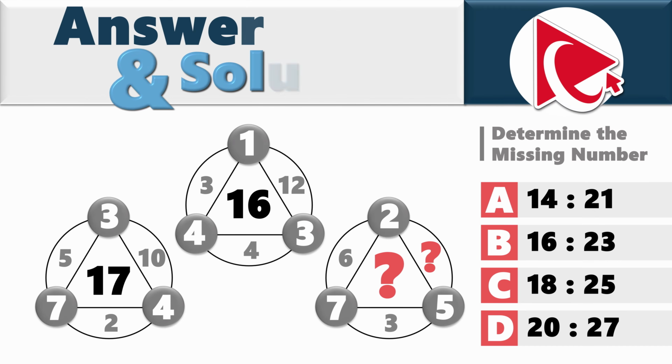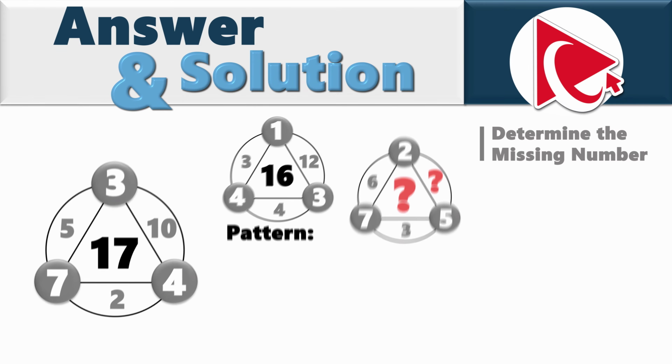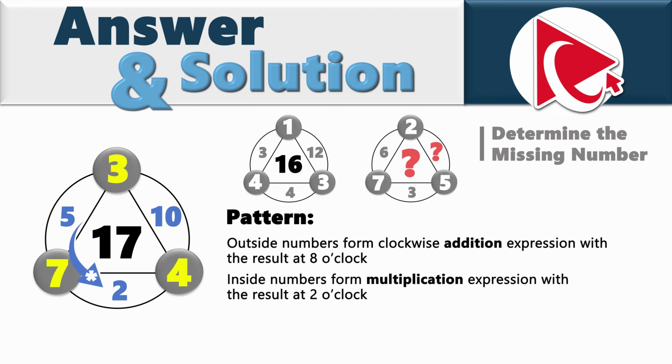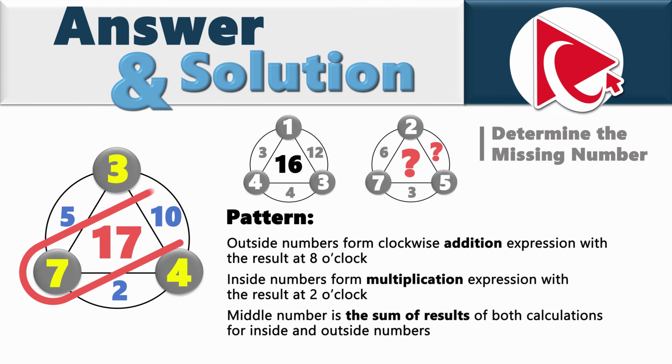If you look closely, you can easily recognize the pattern. In fact, outside numbers form clockwise addition expression with the result at 8 o'clock, and inside numbers form multiplication expression with the result at 2 o'clock. And middle number is the sum of results of both calculations for inside and outside numbers.